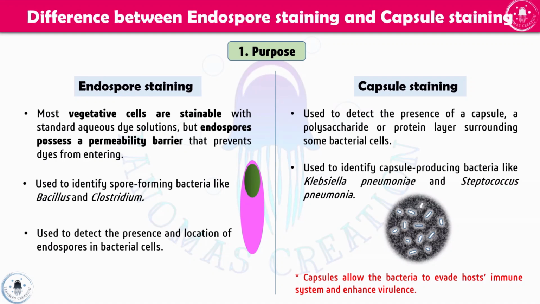Here there is a point. Endospore staining and capsule staining are both a form of differential staining, as we have learned in our previous video. Differential staining allows the structural visualization of the bacterial cells. In both staining methods, we can see the structure of the bacteria and also understand the structural composition of the bacteria.